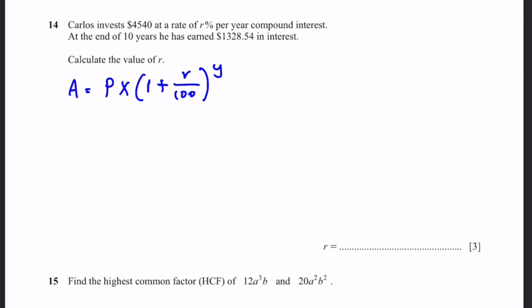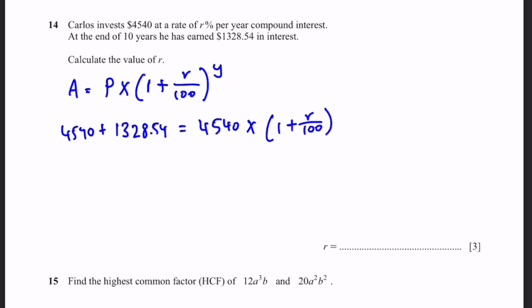What does this mean? A is the amount, which means the total amount after the interest. P is the principal amount, which means the amount before the interest, here 4540, into 1 plus R/100. R is the percentage per year compound interest, and Y is the number of years. Let's substitute all the values. So 4540 plus 1328.54 will become 4540 into (1 plus R/100), because we don't know R, to the power of 10, because 10 years.